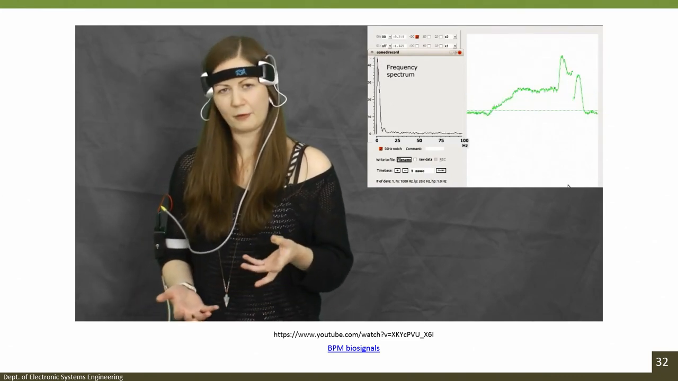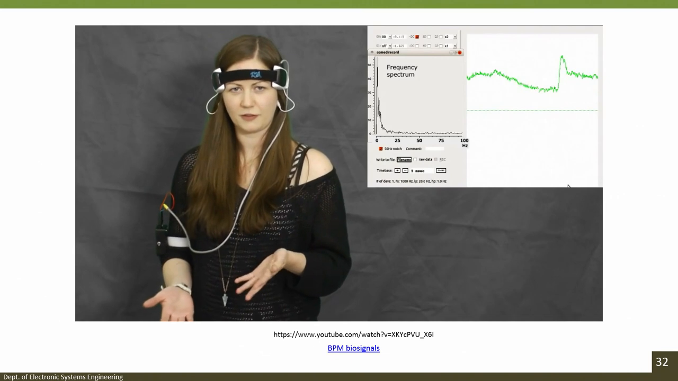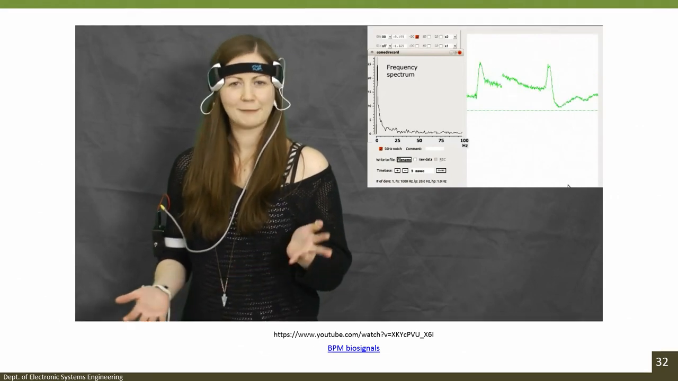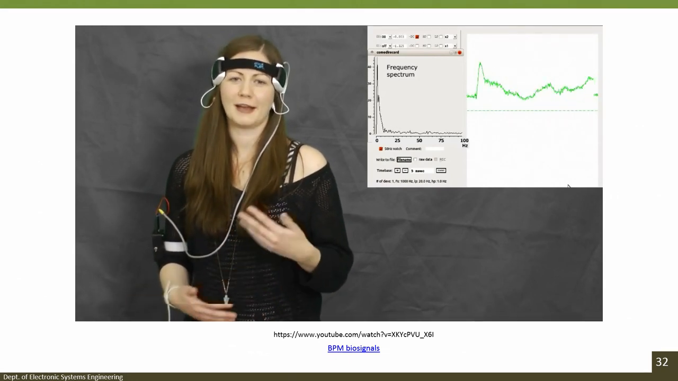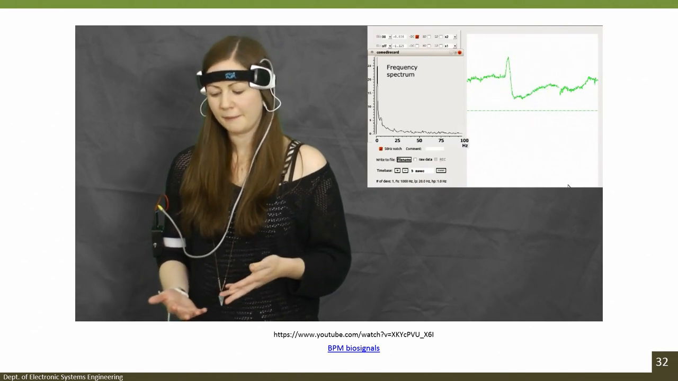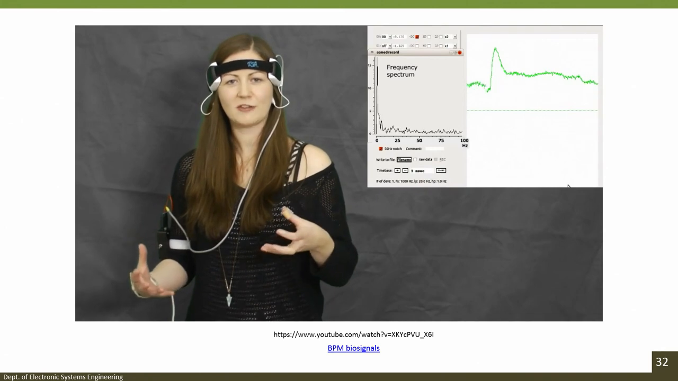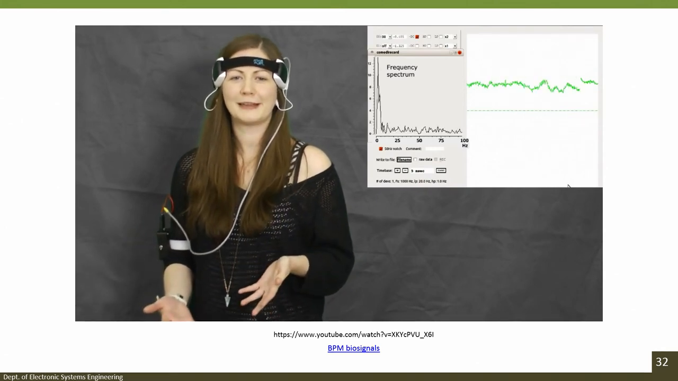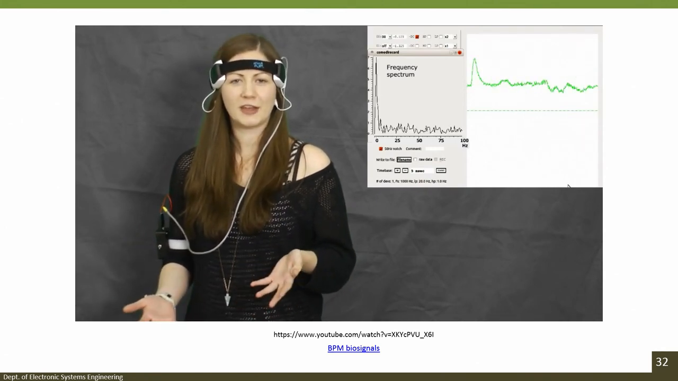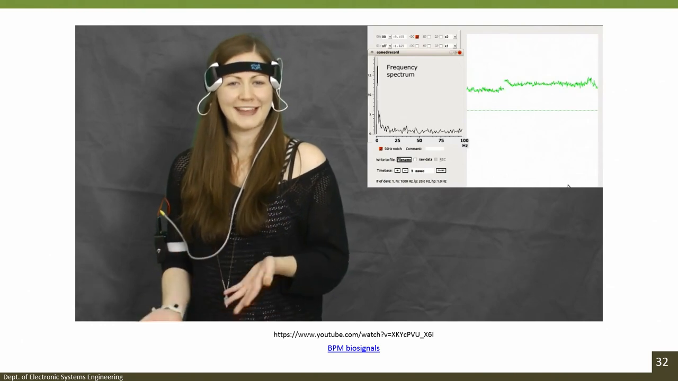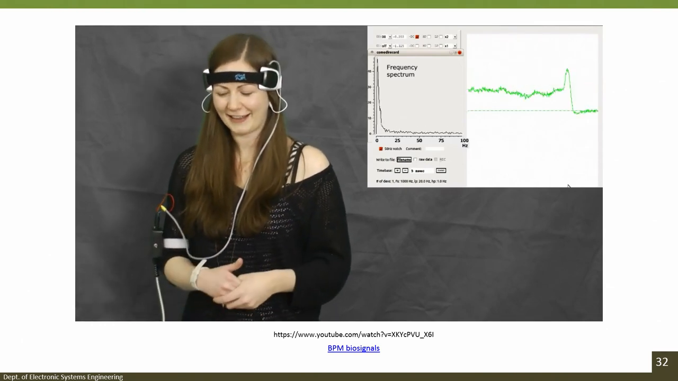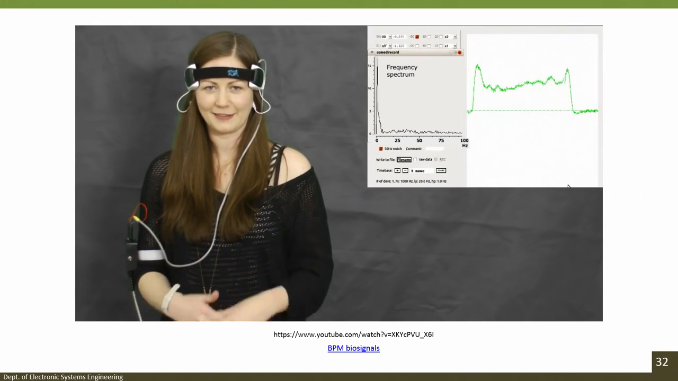Now, we don't know exactly what kind of filters all these devices are using, and they may claim that they remove different artifacts by doing different things. But the EMG spectrum is within the EEG spectrum, so it would be impossible to completely remove the EMG while still leaving the EEG. So it's probably unlikely that they're doing that.